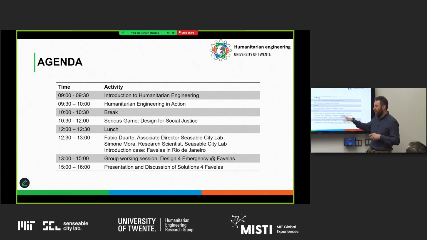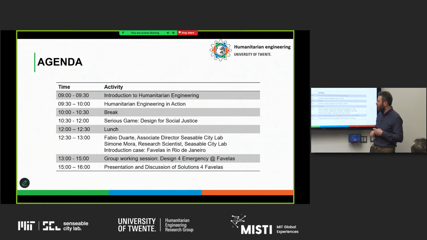Then we have the serious game that Mina developed with one of our students about design for social justice, and we can divide you in two groups. We have two game sets that we can play, but Mina will give more information about that.